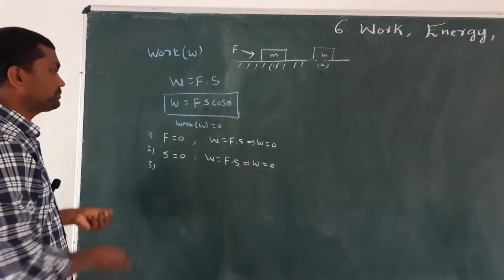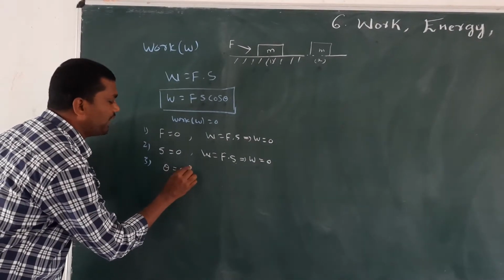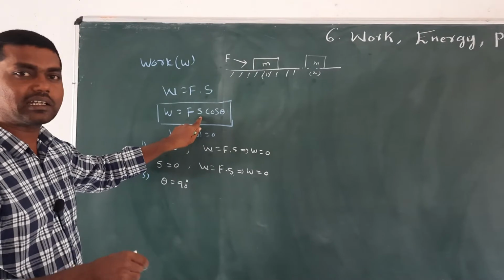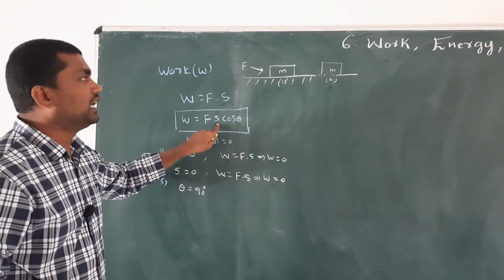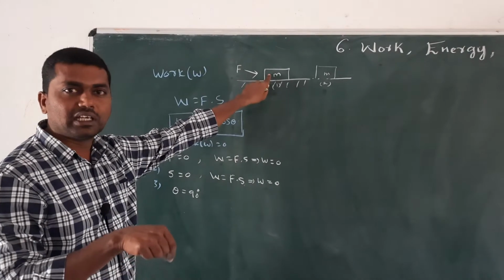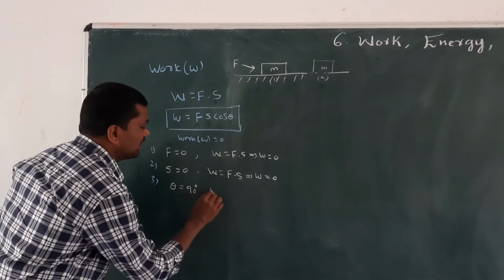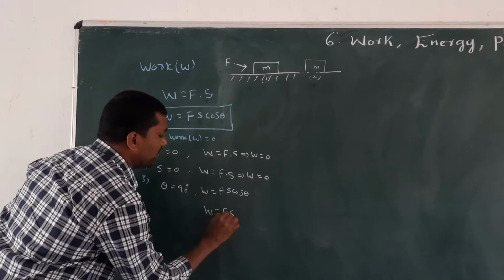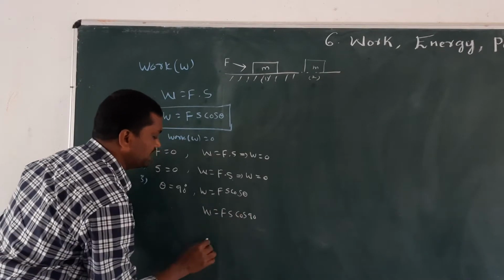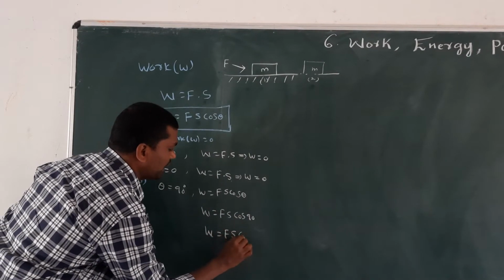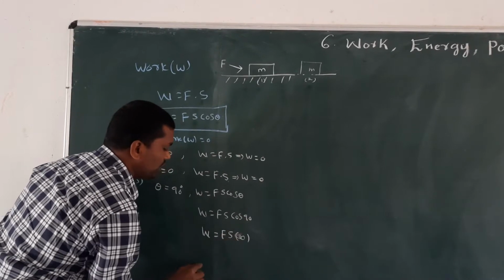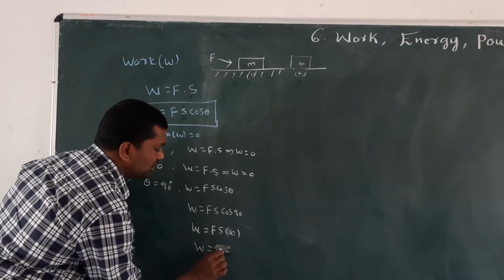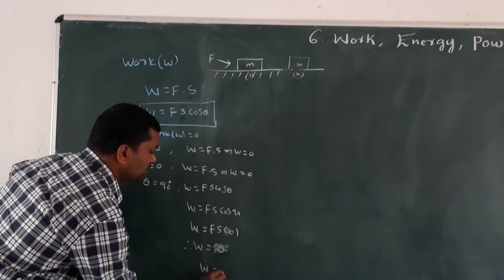And the third one is, if the angle between F and S is equal to 90 degrees, that means the force and displacement are perpendicular, the applied force on the object is perpendicular. The formula is W is equal to Fs cos theta, so W is equal to Fs cos 90 degrees. Cos 90 is 0, so W is equal to Fs into 0, which is 0. Therefore W is equal to 0.